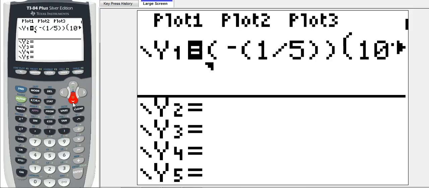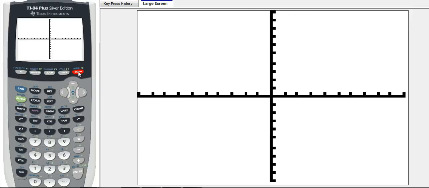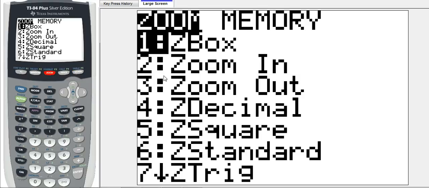I like to scroll down. Okay, so now we can go ahead and graph that. And this is, I think, set in standard mode. So if we wanted to zoom in a little bit on this, we could zoom, maybe box it in. That might be a good idea. Or zoom in, play with it a little bit. Why don't we just go and box it in?